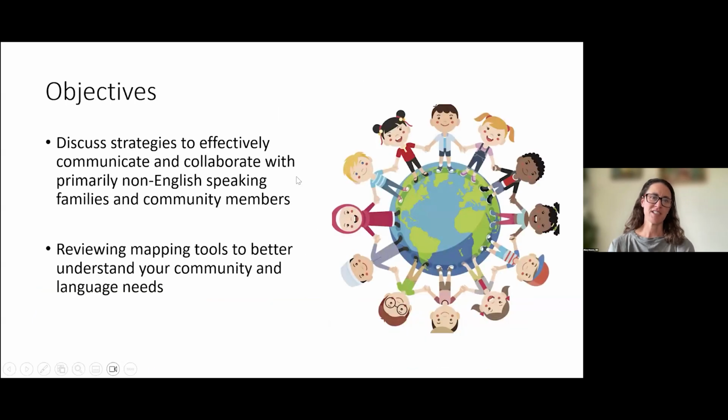So our objectives are going to be to discuss some strategies to effectively communicate and collaborate with primarily non-English speaking families and community members. And then we're going to look at some mapping tools to better understand how you can figure out what your community and language needs are around you. And I purposely did not put any interactive maps in here. These are all interactive when you go live online to them, but I've had a lot of bad experiences where you try to pull up interactive maps during a talk and it doesn't go well. So there's links on the bottom of each slide to show you these things, but I didn't want to waste your time with my technology failing.